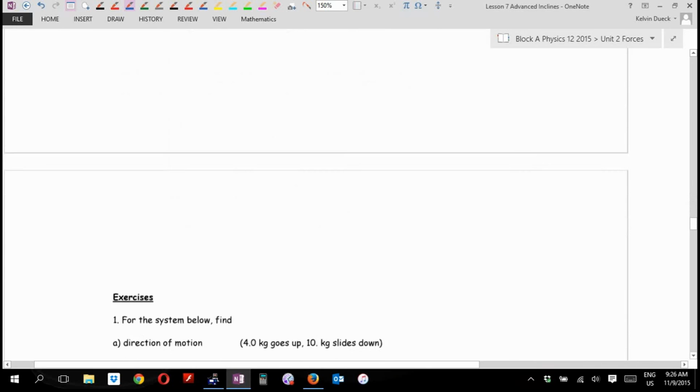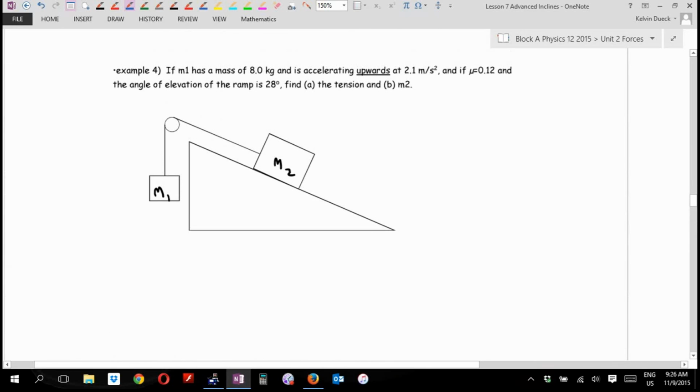Is this the last one? It is. Good. What's yucky about example 4, or what's different about example 4? Missing a mass.